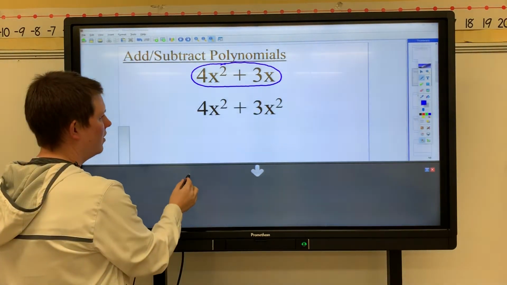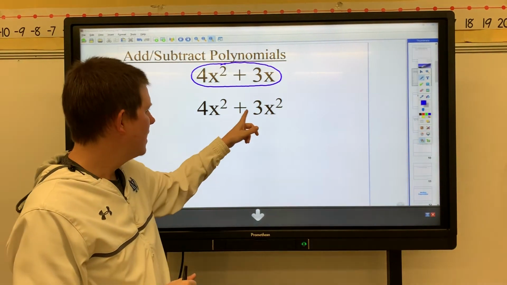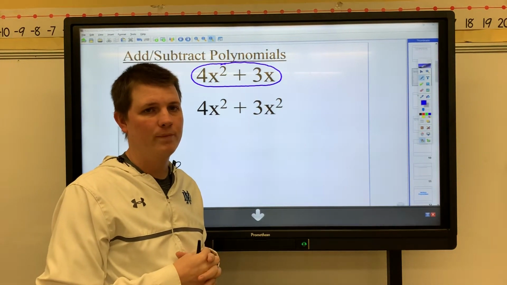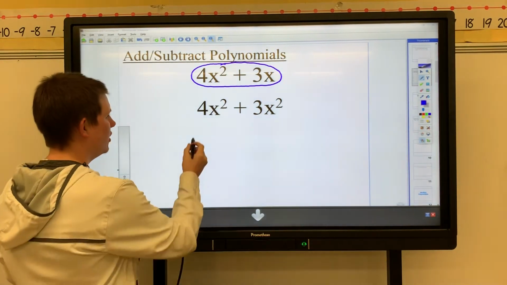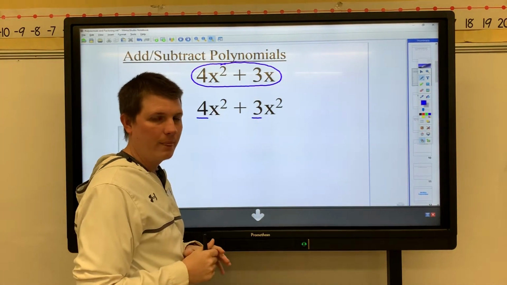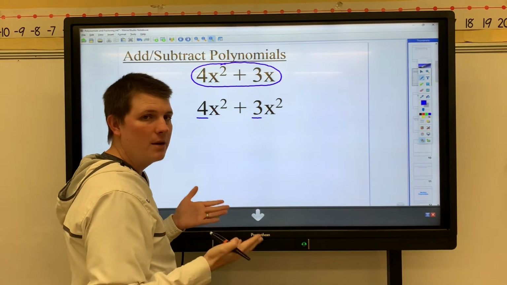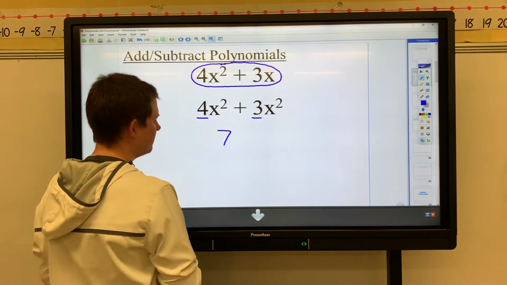So for example, 4x to the second plus 3x to the second. These two terms have the same variable, they both have an x, and they both have the same exponent, which is a 2. So we're going to add them together. So how do we do this? It's pretty simple. You take your coefficients, which are the numbers in front of the variable, and we add them together in this case. If it was a subtraction problem, we'd subtract them, but in this case it's an addition problem. So we're going to add them. 4 plus 3 is 7.